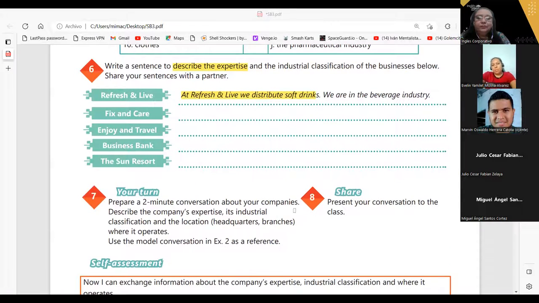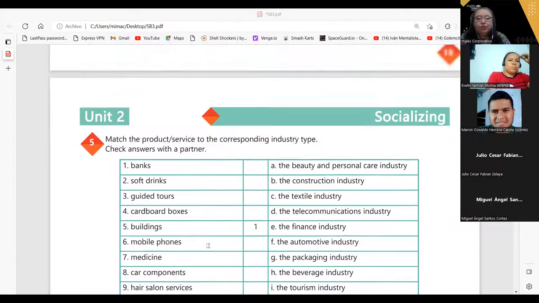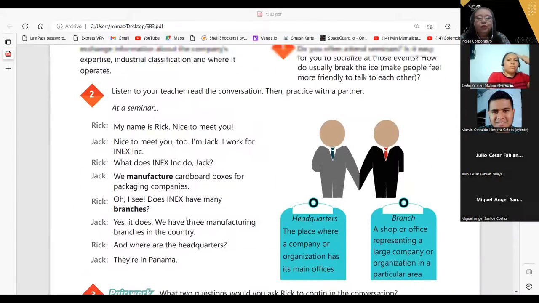Now, this is what you're going to prepare. Prepare a two-minute conversation about your companies. Describe the company's expertise, its industrial classification, and the local headquarters, branches, and where it operates. Use the model in conversation too. So what are you going to do?